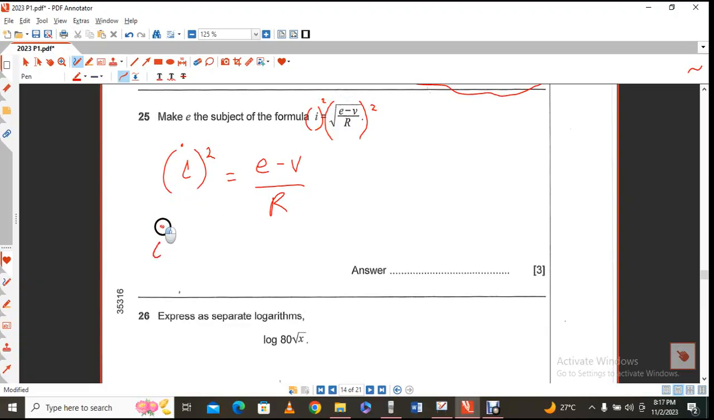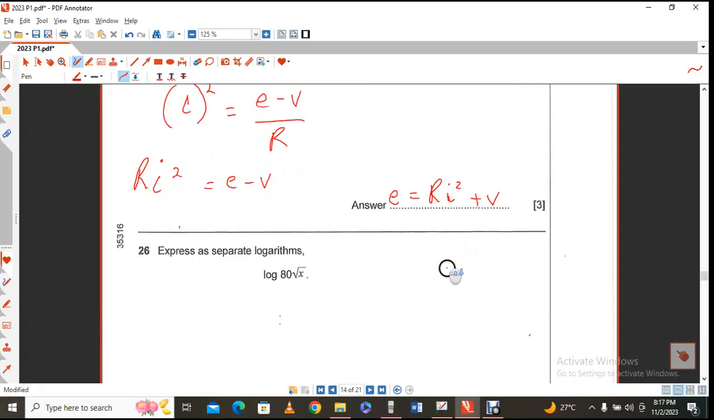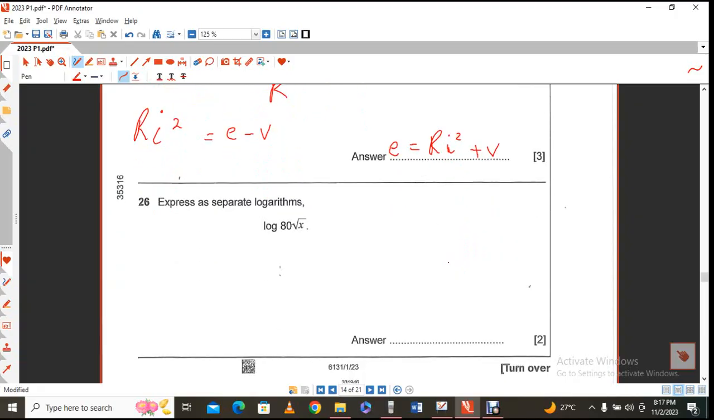So I have I square times R. I square times R goes to R here. This is going to give me E minus V. And then I get that minus V over that, so E equals R I square plus V. Got it? So anyway you write it, V plus R I square, same answer.